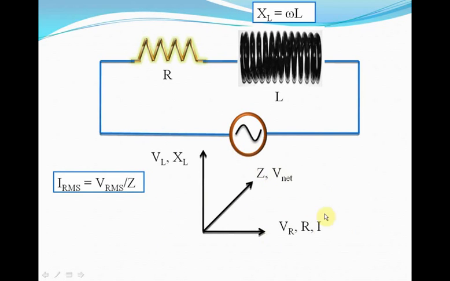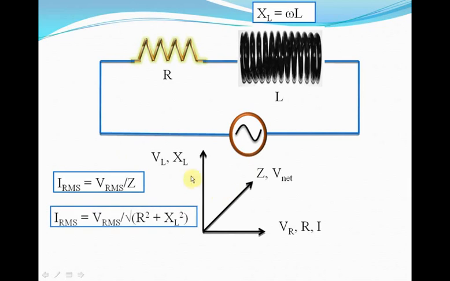It's in the top quadrant and it leads the current. IRMS is VRMS by Z. Now Z is clearly square root of R square plus XL square from this diagram, isn't it? After all, the phasor vector for Z is square root of R square plus XL square, the magnitude.